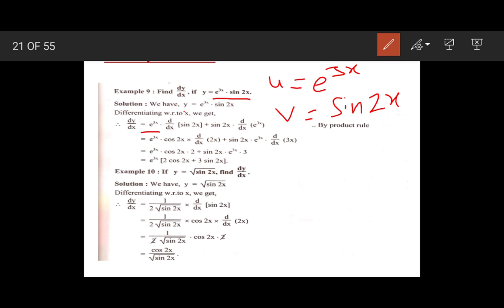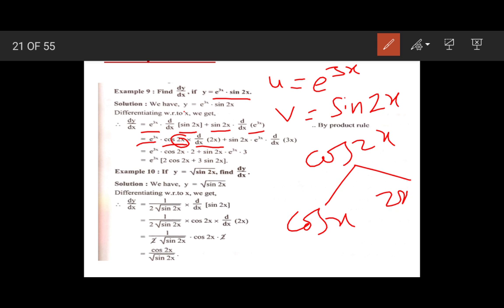So e raised to 3x into the derivative of sin 2x plus sin 2x into the derivative of e raised to 3x. So e raised to 3x into the derivative of sin 2x is cos 2x into the derivative of 2x. We also have to find the derivative of 2x because cos 2x is a composite function. Cos 2x is a combination of cos x and 2x. So the derivative of 2x, then plus sin 2x into the derivative of e raised to 3x, right?